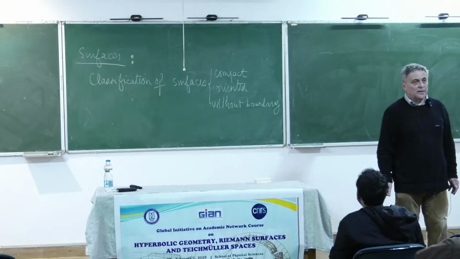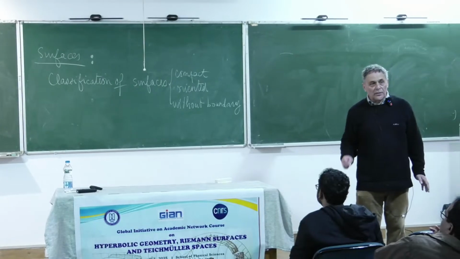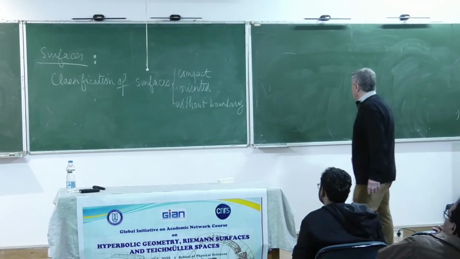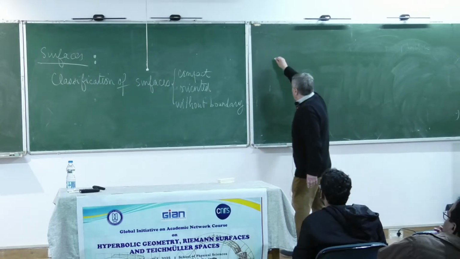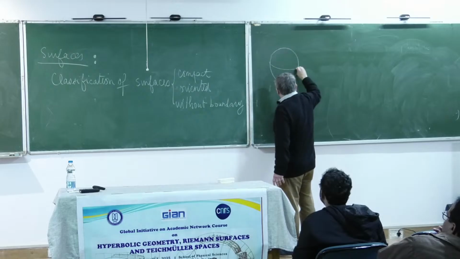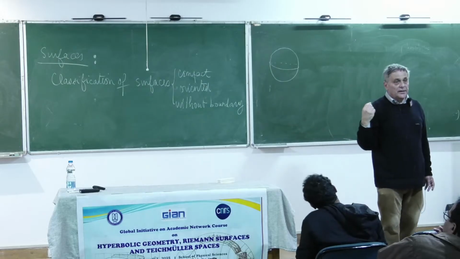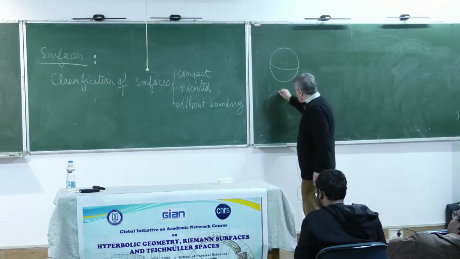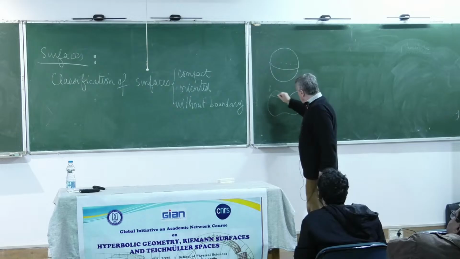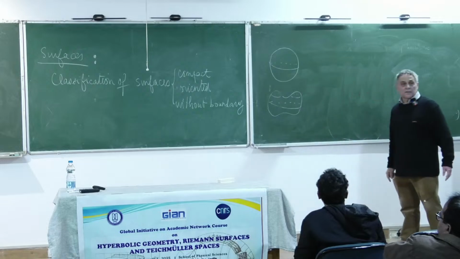Who knows the classification? Who does not know the classification? Okay, so I will tell you just a few things about it. You don't need to know a lot about this. So I will make some pictures. This is topological, right? The sphere here is not equipped with any metric. It's not the spherical metric. So this is also the sphere, right? It's the same surface topologically.